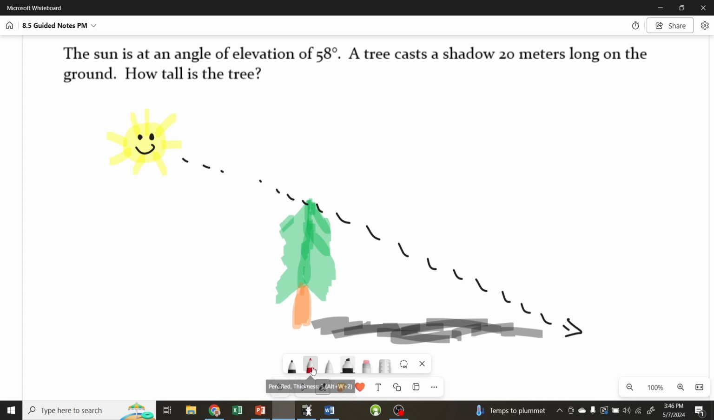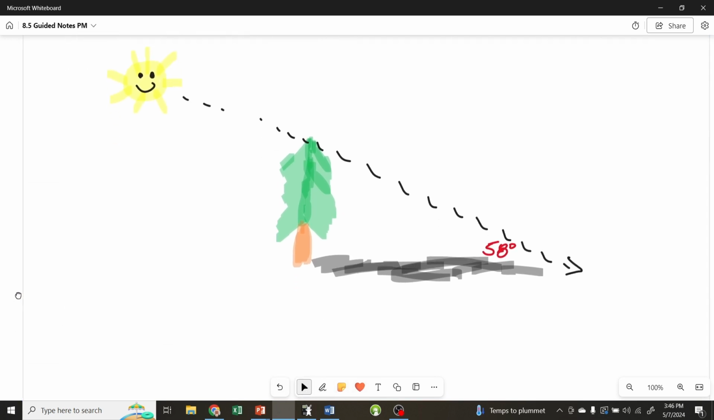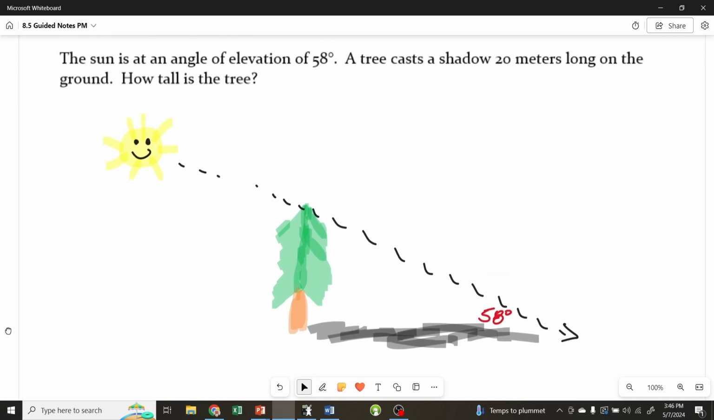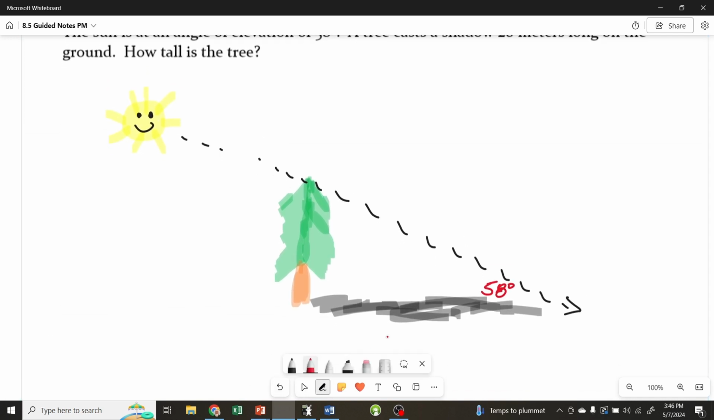So the angle of elevation is 58 degrees. And this distance here is 20 meters long. And I'm going to say this is not drawn to scale. Okay? So we're going to now set up our function. We don't know the height of the tree, so that's x.